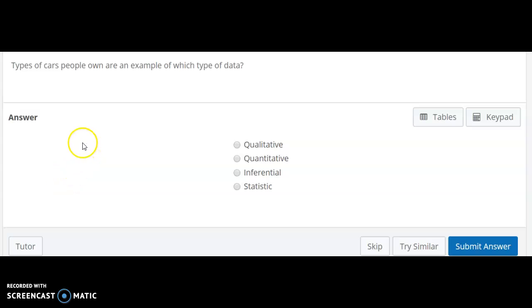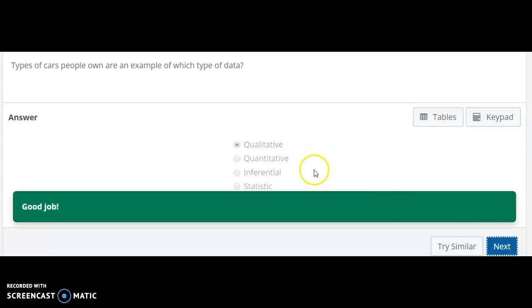So we'll go through just some quick example types of cars, because that's not a meaningful number. It's these categories that are distinct. This would be a type of qualitative data, and specifically this would be nominal data. So inside qualitative we have the nominal and the ordinal. This would be nominal data, which is part of qualitative.